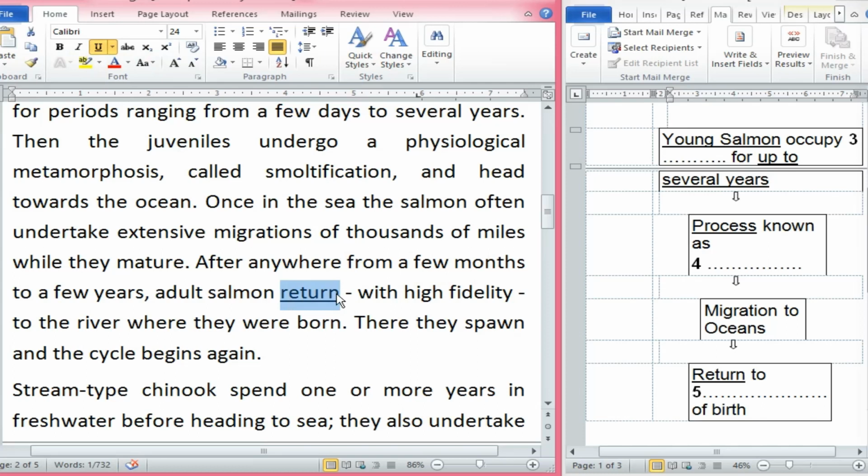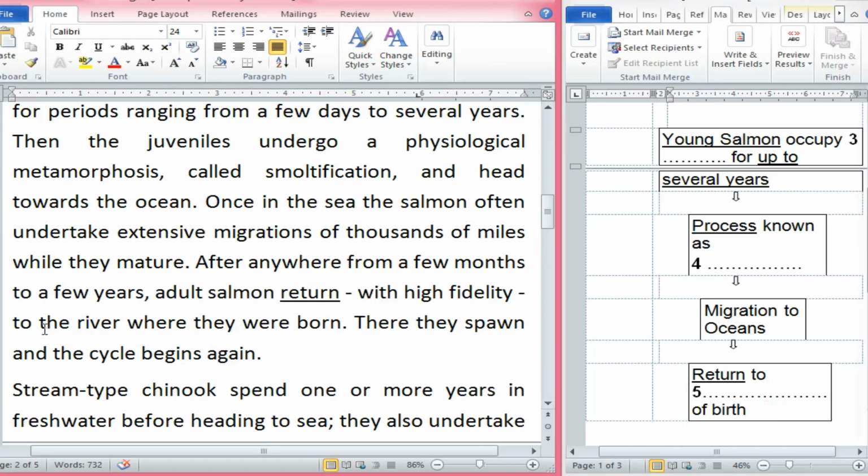And now question is saying return to, means perhaps they're asking the name of some place that you can predict the answer as well, place or something. Okay, so let's see. It's a return with high fidelity. Fidelity, again, if you don't know, perhaps the loyalty factor, that's the meaning. To the river. Oh, so we have got the answer. So to the river, so perhaps where they were born, so birth. Exactly, so we got correct answer. So answer is river.